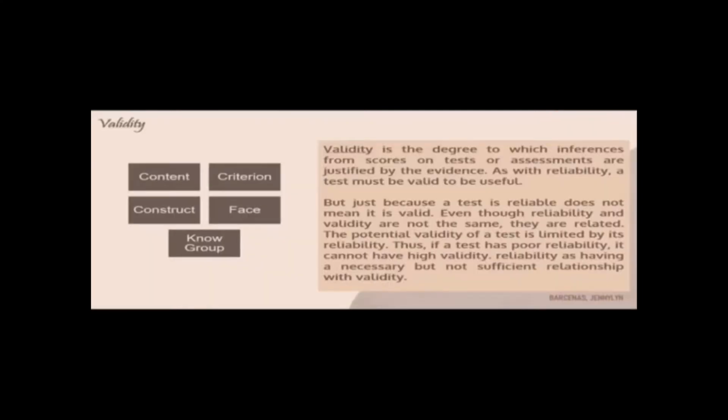Now let us discuss about validity. It is the degree to which inferences from scores on tests or assessments are justified by evidence. A test is valid if it measures what it claims to measure. It is formulated by Kelly, 1972.